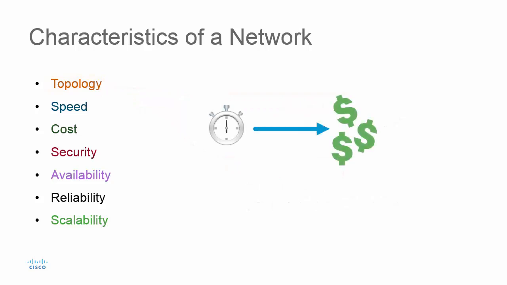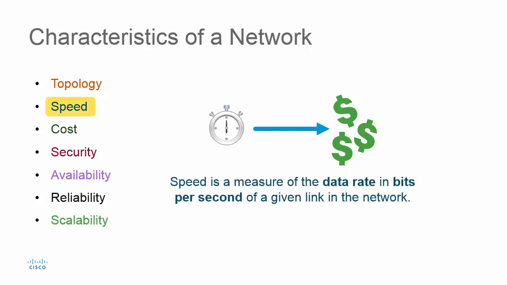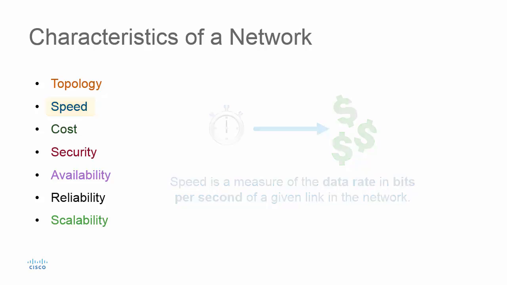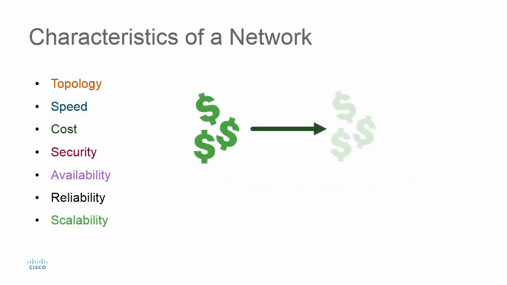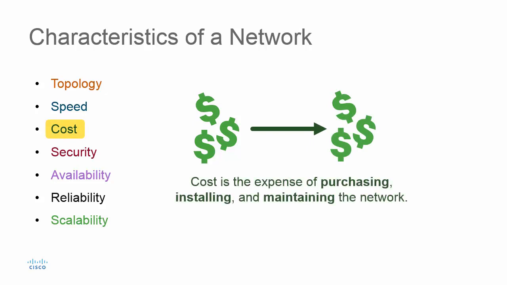Time is money, so speed is one of those things to look for. Data transfer in bits per second on a given link in the network represents the speed of that link. If time is money, then money is definitely money. Cost is pretty much the main limiting factor behind every network. Cost is the expense of purchasing, installing, and maintaining the network. As a network administrator, you will have to find the balance between cost and speed all the time.